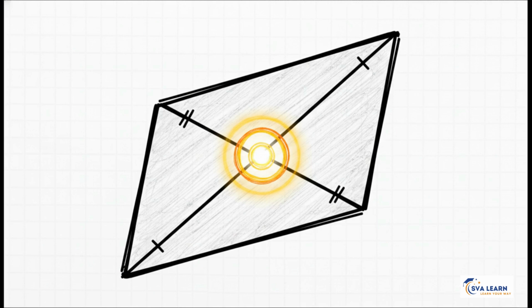Well, we unlock this using a hidden geometry rule. The diagonals of a parallelogram perfectly bisect each other. That means the exact middle of diagonal AC is the exact same coordinate as the middle of diagonal BD. We just use our elegant midpoint shortcut on both diagonals, set them equal to each other, and the mystery value of P just drops right out.